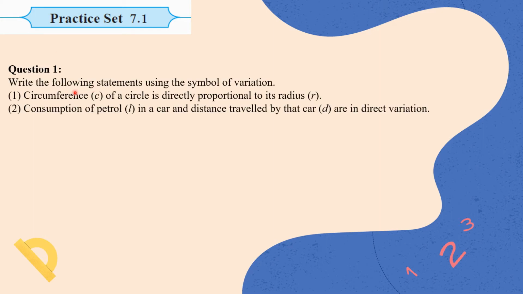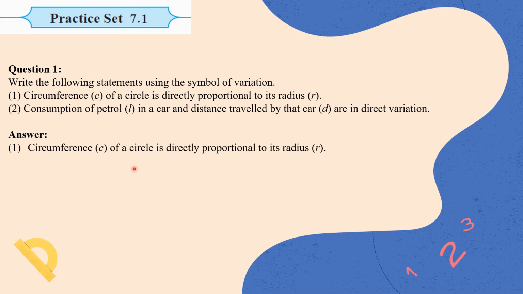Let us start with the practice set 7.1. This is the first question in practice set 7.1. We have to write the following statements using the symbol of variation. The first one, circumference of a circle is directly proportional to its radius. Second one, consumption of petrol in a car and distance traveled by that car D are in direct variation. So let us start with the first one, circumference of a circle is directly proportional to its radius R. This statement is written as C directly proportional to R.